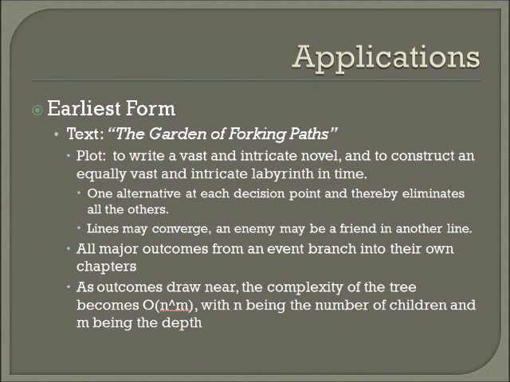The earliest form of the dialog tree can be found in The Garden of Forking Paths, an intricate novel that constructed a labyrinth in time. By choosing one path you will eliminate several others. Therefore, an enemy in one of your paths from one decision could reappear as a friend had you made another choice. All major outcomes from an event branch into their own chapters. As the outcomes draw near, the complexity of this dialog tree becomes big O of n to the m power, with n being the number of children and m being the depth of the dialog tree.